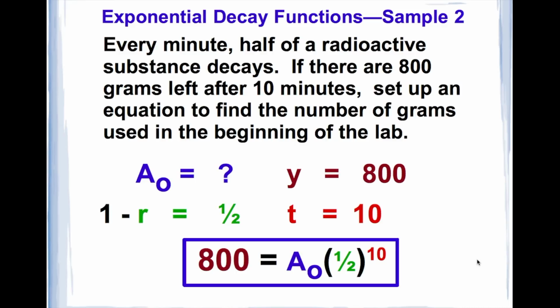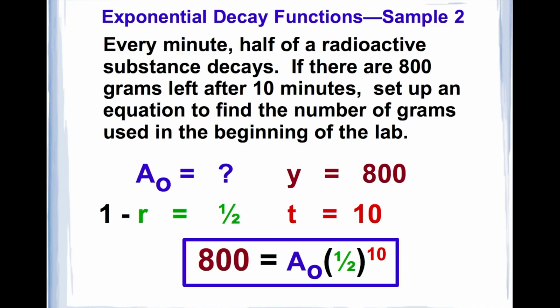Here's sample 2 for exponential decay. Every minute, half of a radioactive substance decays. If there are 800 grams left after 10 minutes, set up an equation to find the number of grams used in the beginning of the lab.